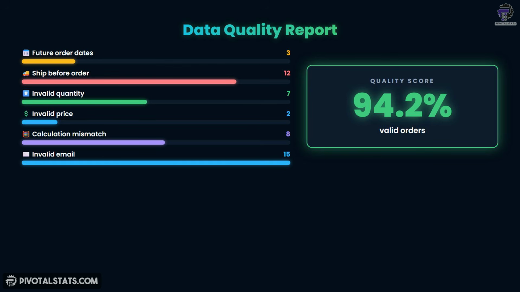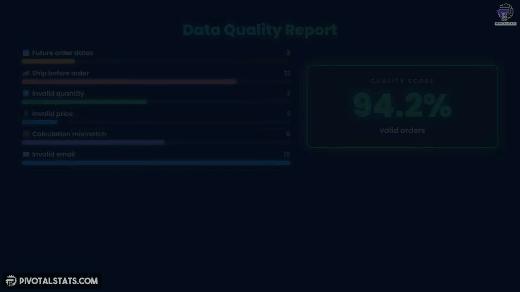In an e-commerce business processing 1,000 orders a day, that's 58 broken records every single day cascading through your downstream reports, your finance reconciliations, your CRM. Run this validation query as a scheduled job, daily or even hourly for high volume systems. Alert when error rates spike above a threshold. Don't wait for someone to notice wrong numbers in a dashboard 6 months later.